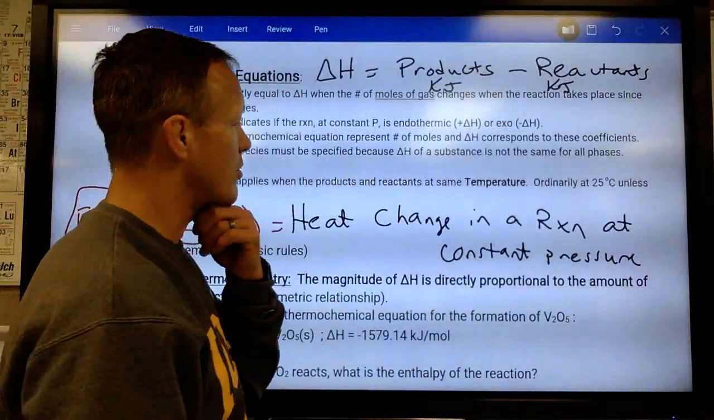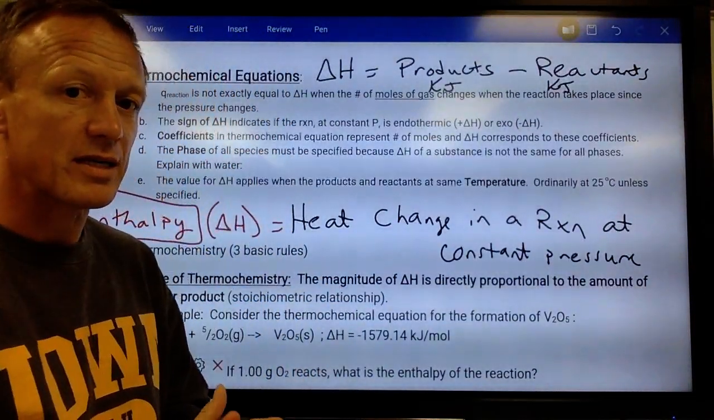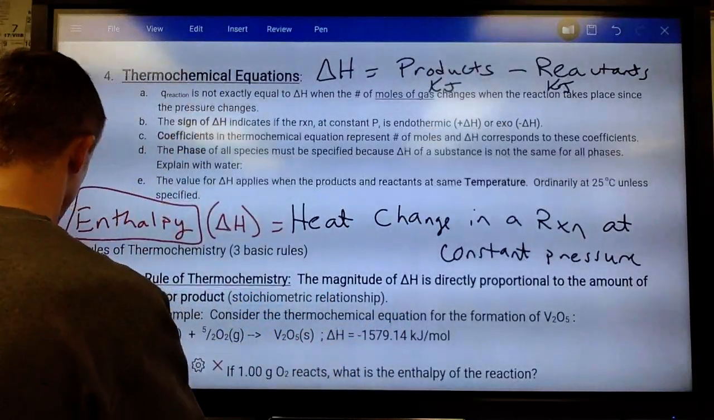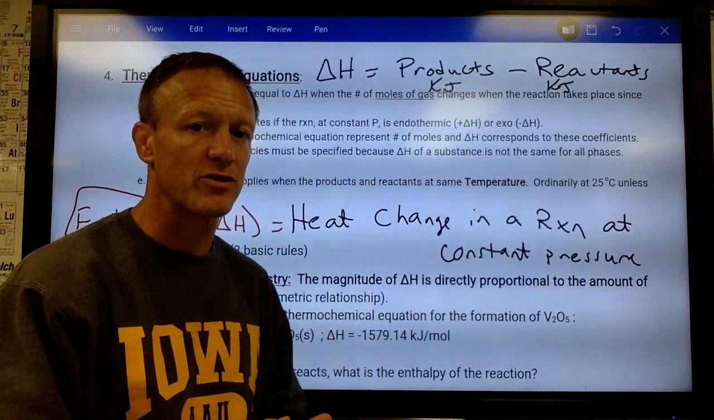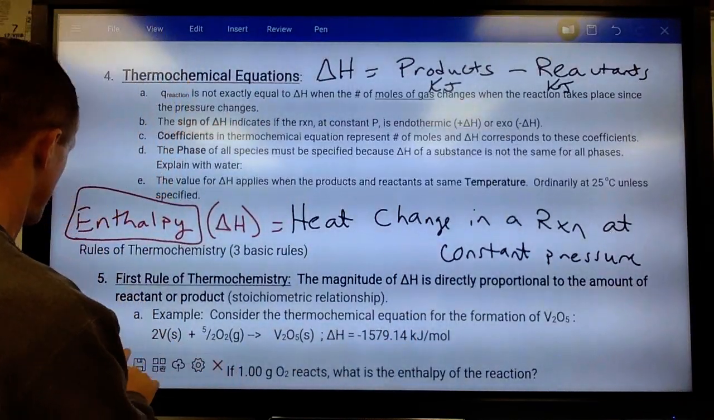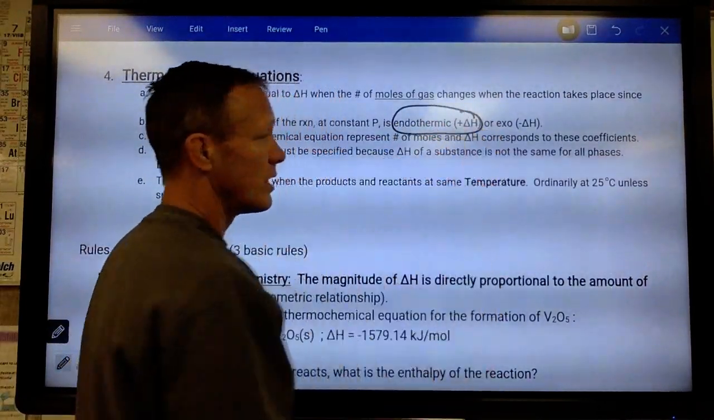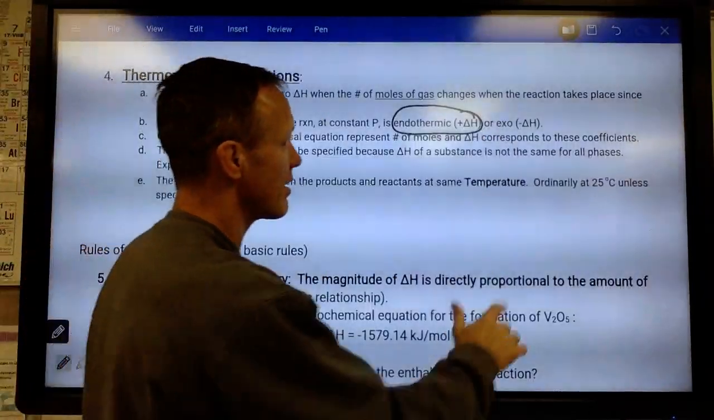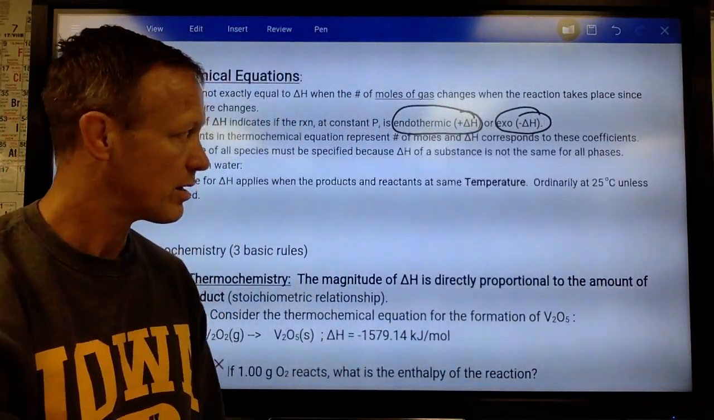Okay, and it's not really much different than Q when we're doing Q equals mc delta T, which is heat flow. Just like a positive Q is endothermic, a positive delta H means there's an increase in energy, so it is endothermic. So a positive delta H is endothermic. A negative delta H, a negative enthalpy change, is exothermic.